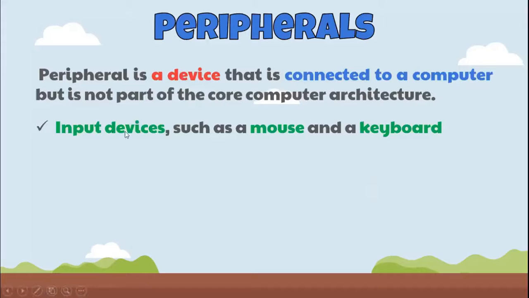The first part is input devices, such as the mouse and keyboard. These are the most famous of them. We can mention more input devices too.